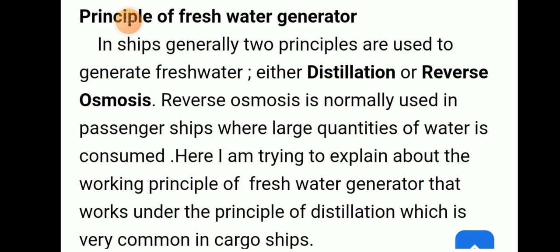Okay, there are two principles to generate fresh water: distillation and reverse osmosis. Reverse osmosis is normally used in passenger ships where large quantities of water are consumed, whereas in cargo vessels and all we are using distillation.